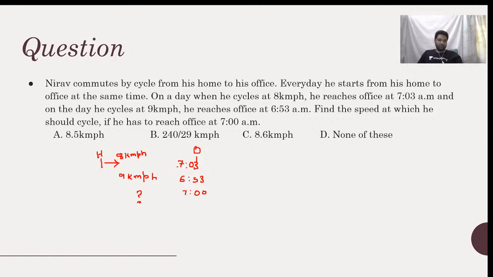See, distance is constant. Distance between home and office is constant. Distance is equal to speed into time taken. So at a speed of 8 kilometers per hour, let us say it takes T hours. It takes T hours.